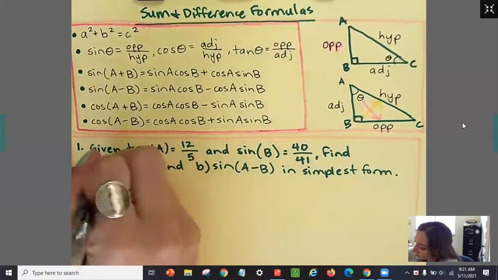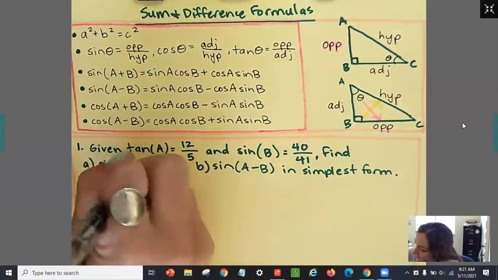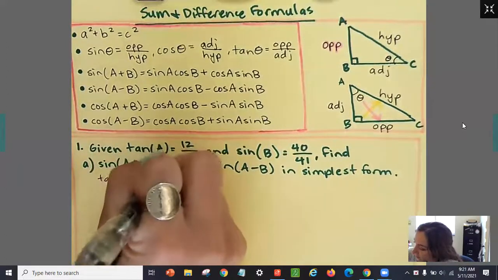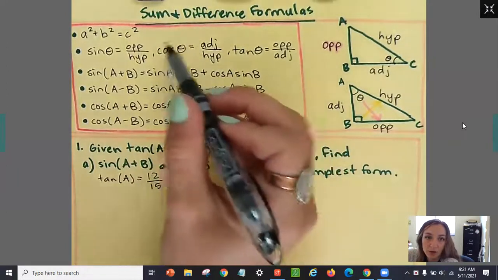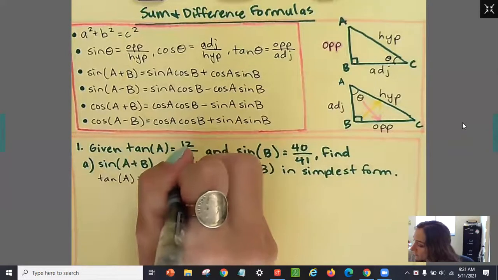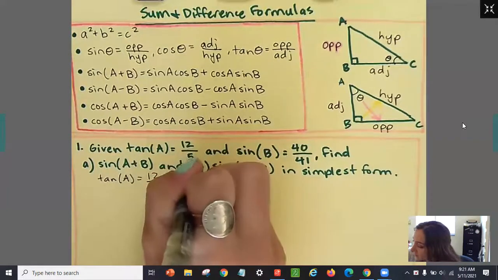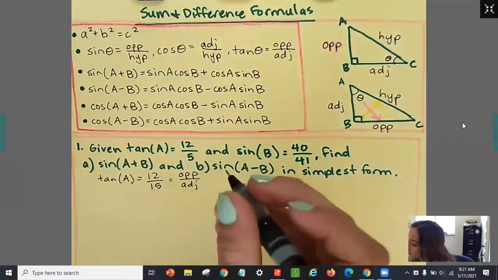So the first one is we have tangent of A equals 12 over 15. Remember that 12, since it's tangent, that's going to be opposite over adjacent. So 12 is my opposite side, 15 is my adjacent side. So let's draw a picture for this.